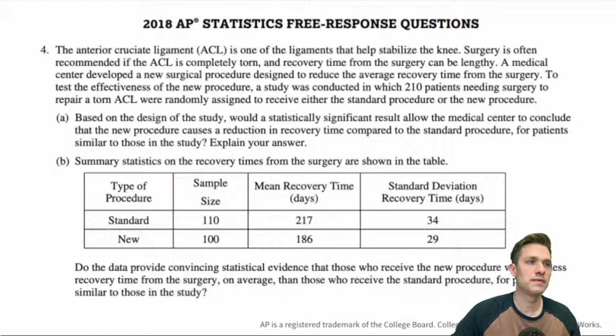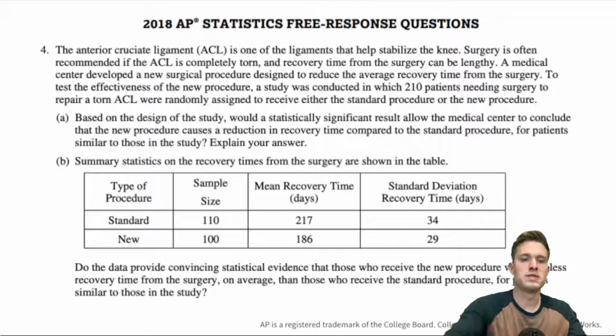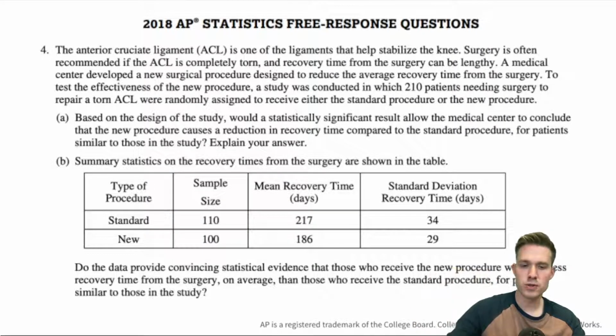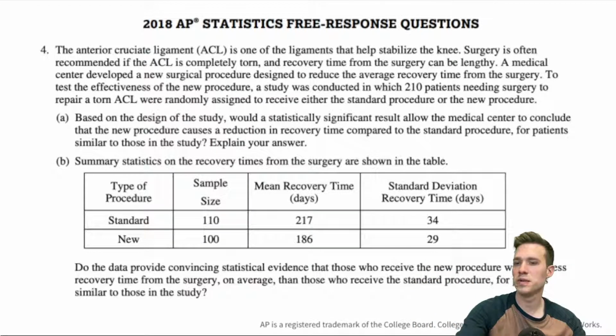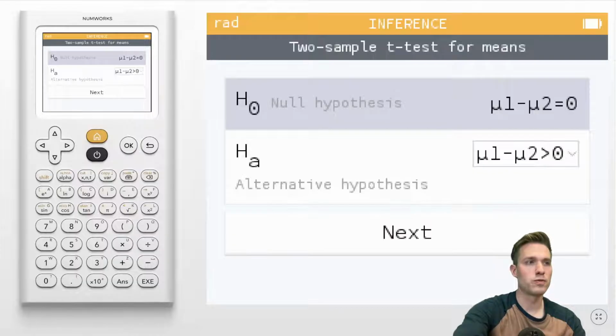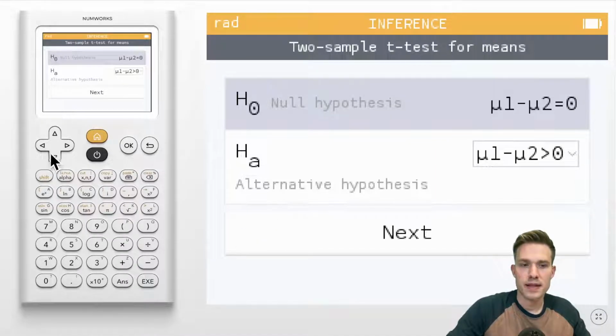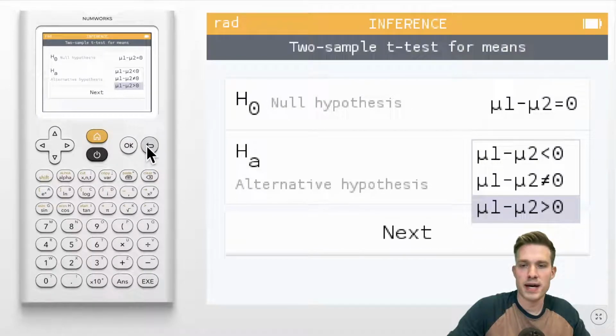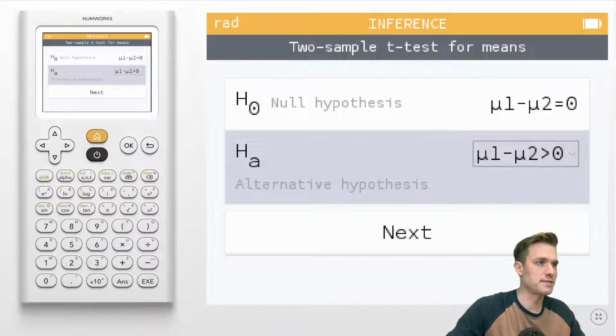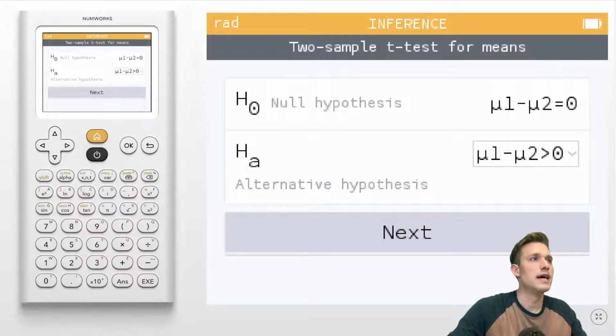So I'm going to be looking for mu1 minus mu2 being greater than 0. That my second group, my new group, had a smaller recovery time, and so its average is less than my standard. So that larger number minus the smaller number is a positive number. Mu1 minus mu2 is greater than 0. So I'm going to keep that. If I wanted to change it, I could, of course, come to this drop down and select my appropriate alternative hypothesis. All right, so now I'm going to go to Next and click OK.